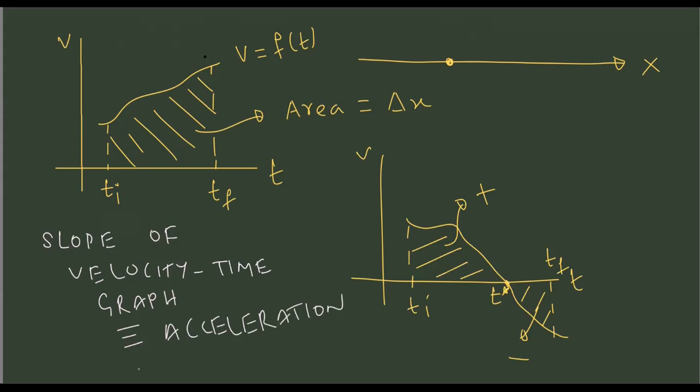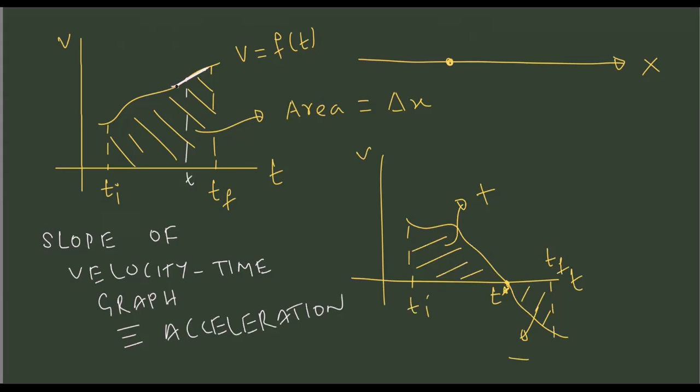At a certain point, let's say somewhere here, if I take a tangent to that curve, the slope of that tangent will be the acceleration at that moment in time. If the velocity time graph is a straight line, then the slope is not changing, so the acceleration is constant. Are you okay with the velocity time graph?